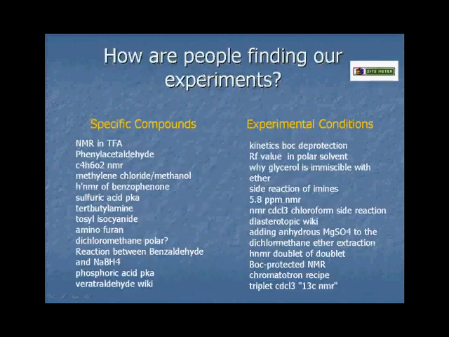So how are people actually finding our experiments? Well, I have yet to actually catch someone using an InChI key to find an experiment. So this is something moving forward that we're going to be doing. But I think it's very, very interesting to see how people are actually finding our experiments through Google. So it falls into 4 different categories. It could be specific compounds. So someone might be looking for the NMR of TFA. If they do that, they're in luck. We have lots and lots of NMRs of TFA.